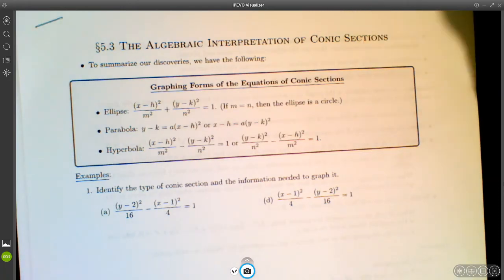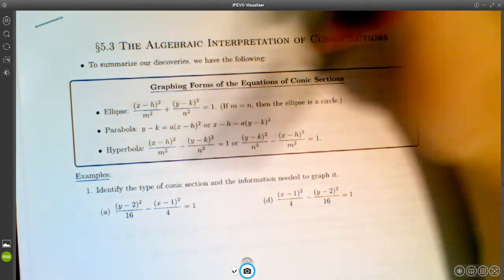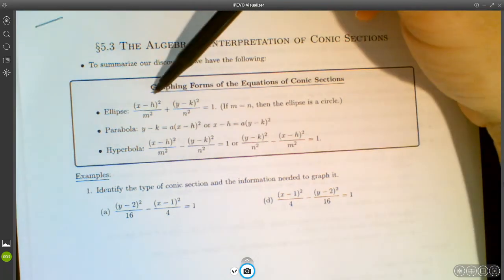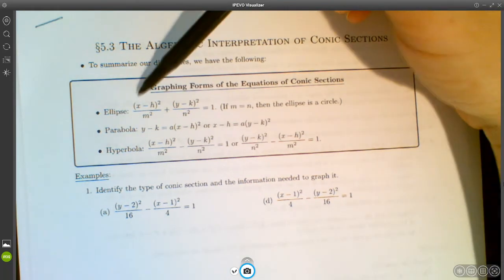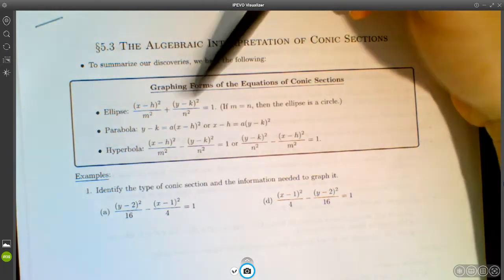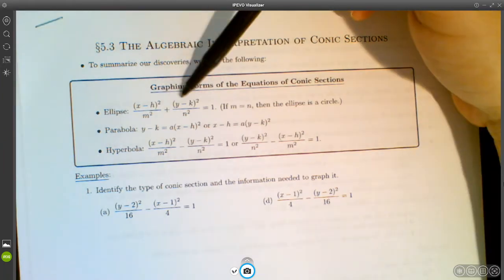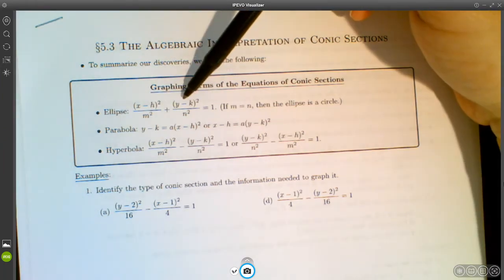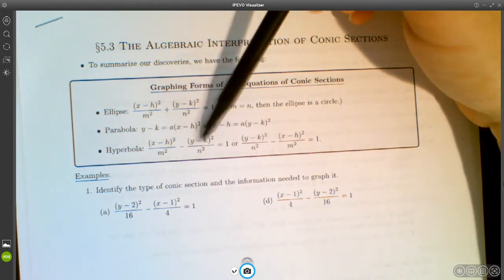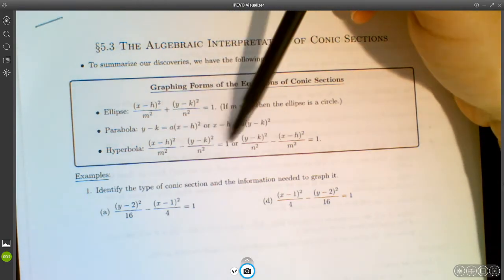If you're just confronted with an equation and you're trying to determine what kind of conic section it is, then here's a good summary to help you out with that. So first of all, if the equation looks like this, if you have x minus h squared over something plus y minus k squared over something else equals 1, then that's an ellipse. Now contrast that with a hyperbola, which is like x minus h squared over something minus y minus k squared over something equals 1.